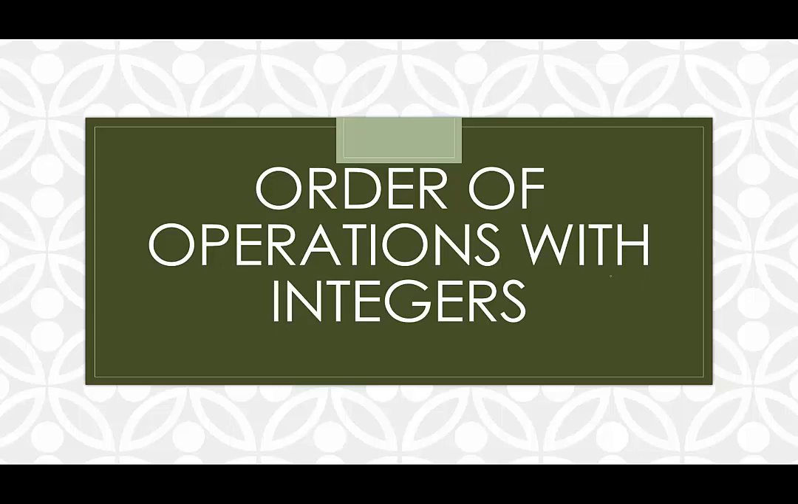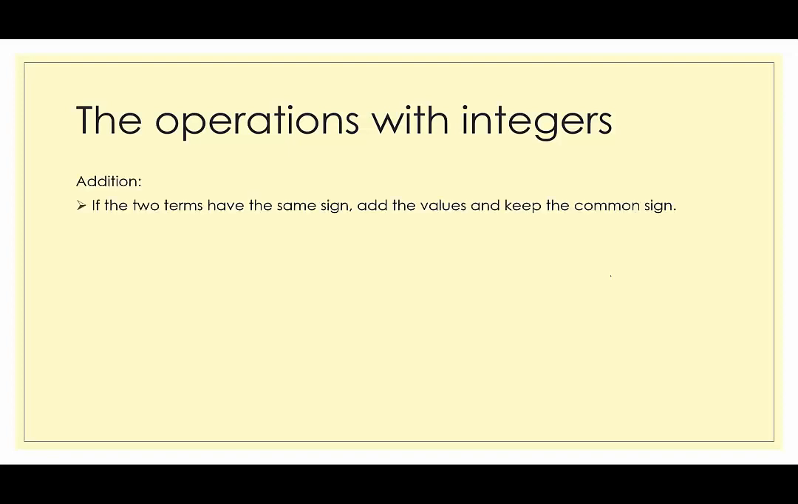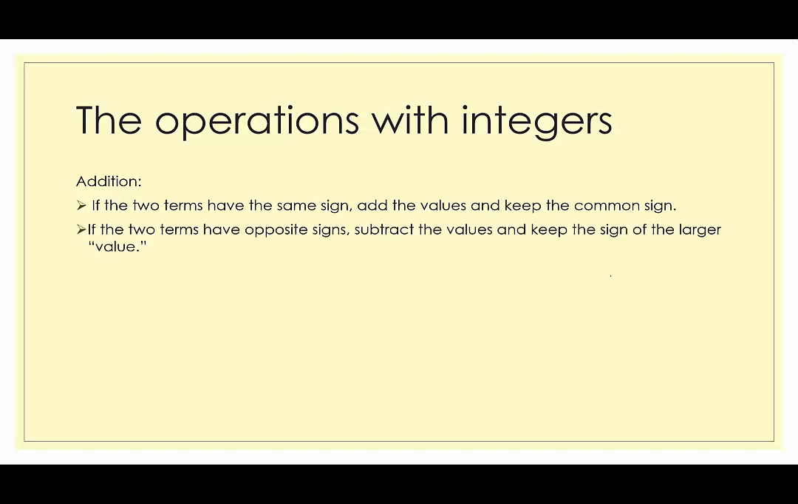In this video, we are going to look at the order of operations with integers. Before we look at the order of operations with integers, let's review the operations with integers. First up, we have addition. If the two terms have the same sign, then we add the values and we keep the common sign. So a negative plus a negative is negative, a positive plus a positive is positive.